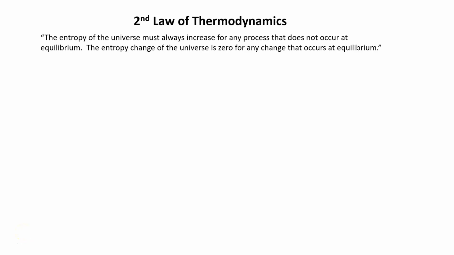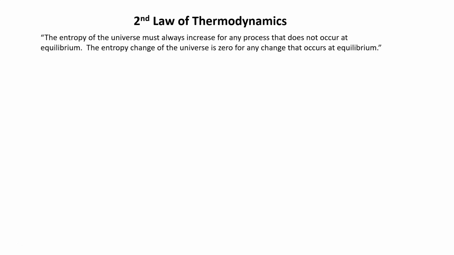Okay, so in this lecture, we're going to relate entropy to the second law of thermodynamics. And while there are many different ways in which the second law of thermodynamics can be phrased, the most general is to say that the entropy of the universe must always increase for any process that occurs away from equilibrium. If a process happens to be occurring exactly at equilibrium, then the entropy change of the universe is zero.